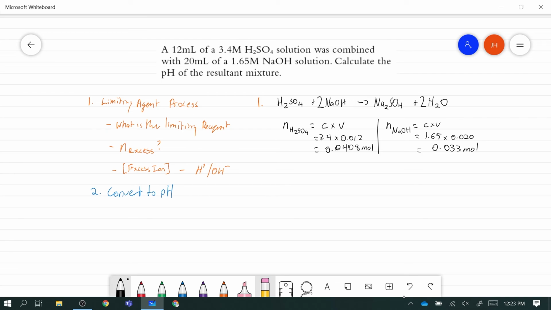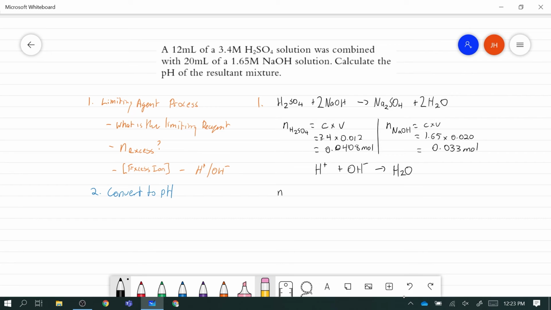What I then want to compare is the amount of hydrogen that's available versus the amount of hydroxide that's available. And that's because at the end of the day, the reaction that we're really seeing is hydrogen, which is coming from the sulfuric acid, and hydroxide coming from the sodium hydroxide, reacting together to form water. The hydrogen and hydroxide essentially need to be reacting in that 1-to-1 ratio.